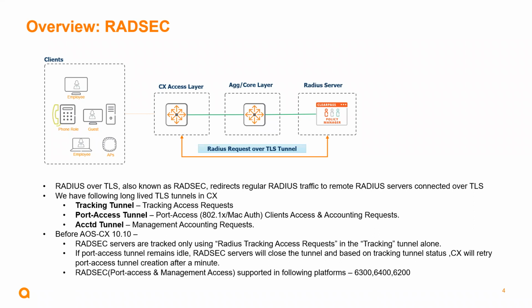Next is the port access tunnel. The port access tunnel is responsible for sending the .1x and MAC authentication access and accounting requests. Next is the ACTT tunnel, abbreviated from accounting daemon tunnel. This tunnel is responsible for sending the management accounting requests. Management accounting requests means accounting requests for management users who try to log in and access the management part of the switch using SSH, Telnet, console login and WebUI login.